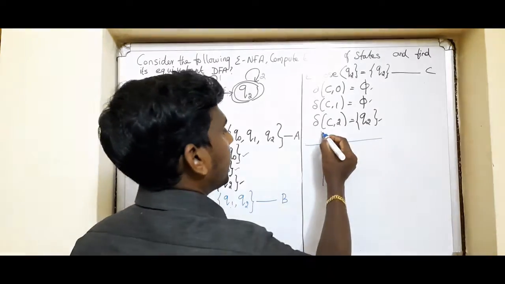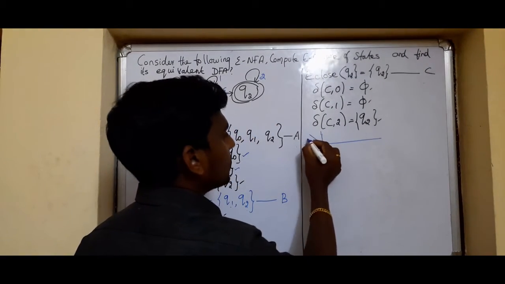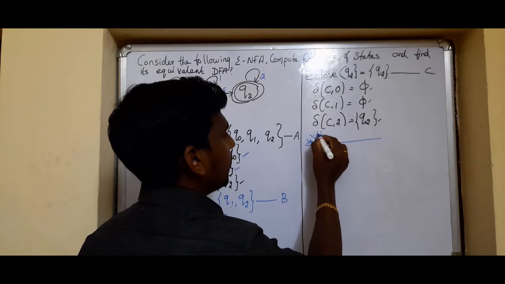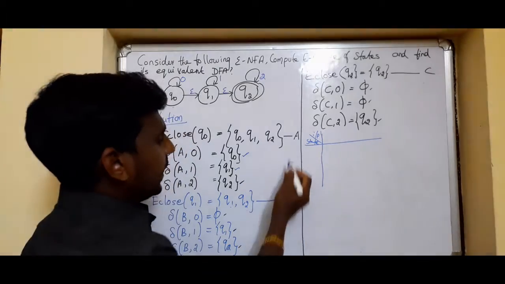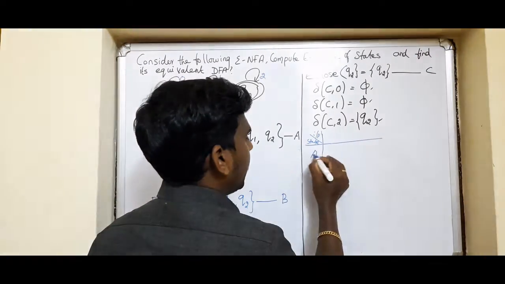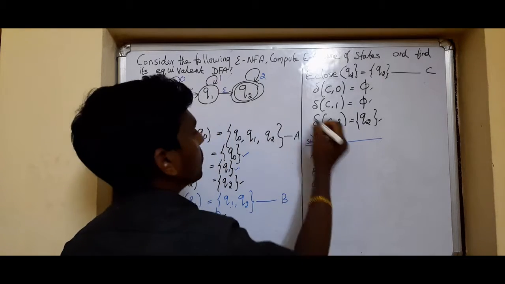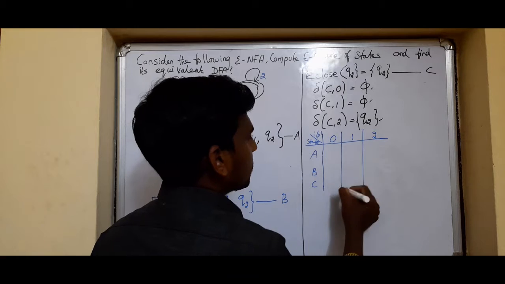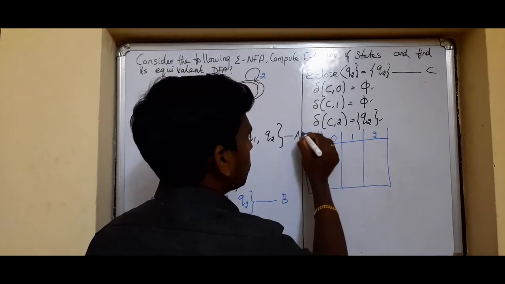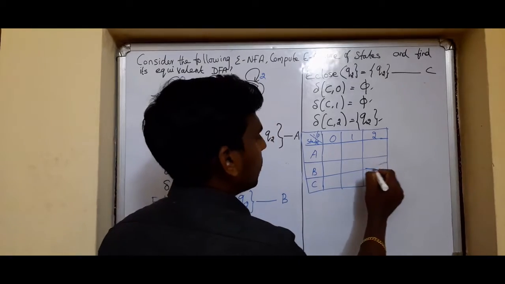Then I have to put a transition table. The transition table is, we know this is state and this is input. So how many states do I have? A, B and C. Here we have 3 inputs. What are they? 0, 1 and 2. So this is the transition table. We have to draw and fill the transition table, right?